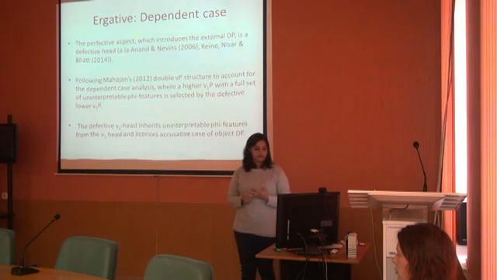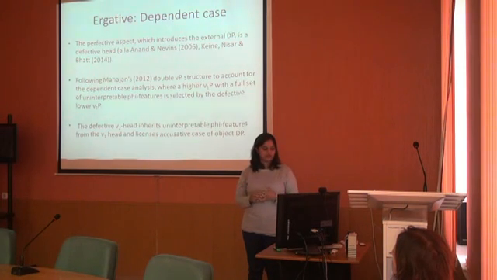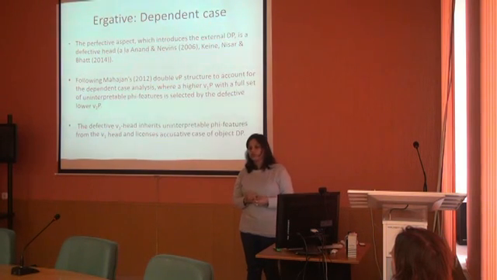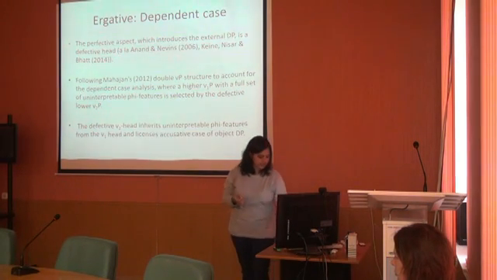So I start with a few assumptions. The perfective aspect, which introduces the external DP, is a defective head. This is not a new assumption. A lot of people have already mentioned that. I follow Mahajan's double VP structure to account for the dependent case analysis. The higher V1P has a full set of uninterpretable phi features, and the VP associated with perfective aspect, the defective head, is the lower V2P. So what happens in the perfective constructions is that the defective V2 head inherits uninterpretable phi features from the V1 head, and then when it has become phi complete, it can license accusative case on the object DP.